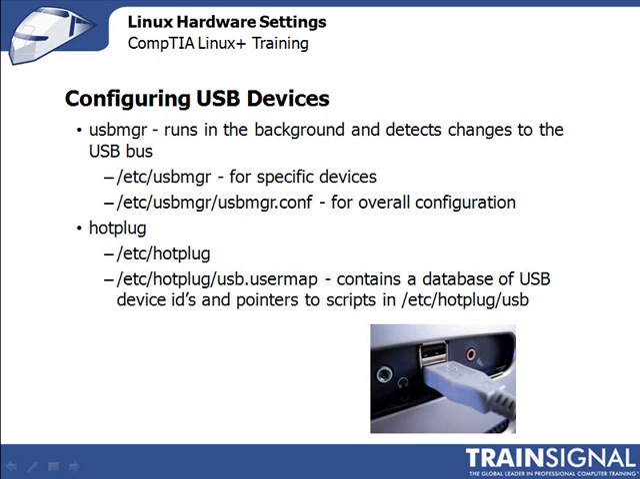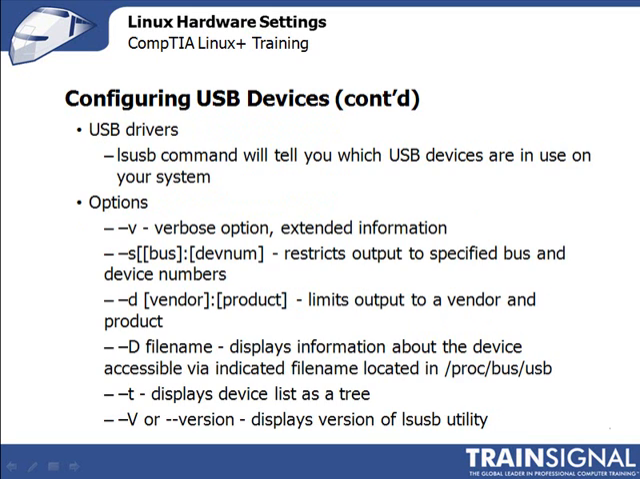As of the 2.4.x Linux kernel release, most distributions now use the Hot Plug package. With this package, files are stored in /etc/hotplug. There are two notable files: /etc/hotplug/usb.usermap, and this contains a database of USB device IDs and pointers to scripts in /etc/hotplug/usb that are run when devices are connected or disconnected.